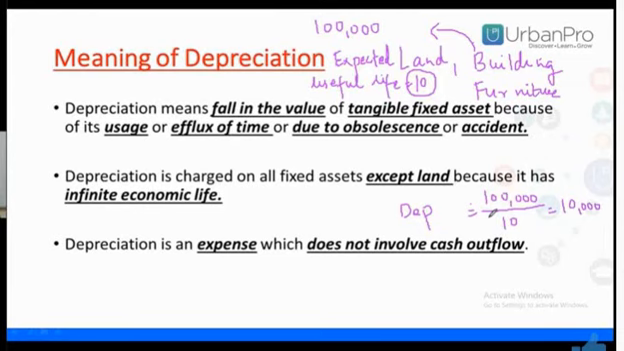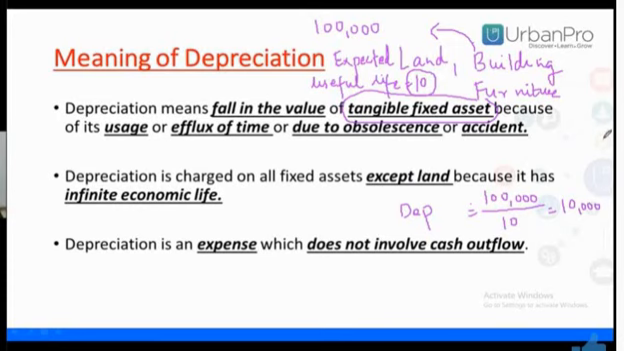So now let's understand what I have written here. Depreciation means fall in the value of tangible fixed asset. Here we note that this depreciation is charged on tangible fixed assets. It is not charged on intangible fixed assets. On intangible fixed asset, we charge amortization. So there is a difference between depreciation and amortization.